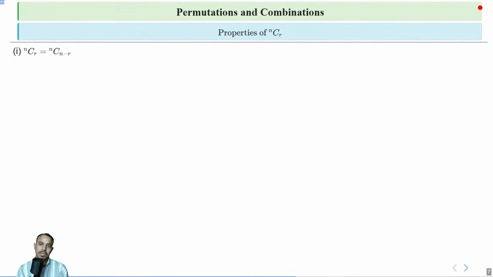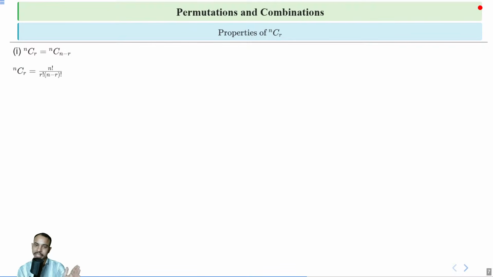Now we will talk about properties of nCr. There are some important properties of nCr that we will talk about now. Notice the first property: nCr equals nC(n minus r). That means if you have n different things and you take r at a time, that is n choose r, or nCr. This is equivalent to choosing n minus r items from the n items, that is nC(n minus r). These are equivalent, and the counts of nCr and nC(n minus r) are both equal.